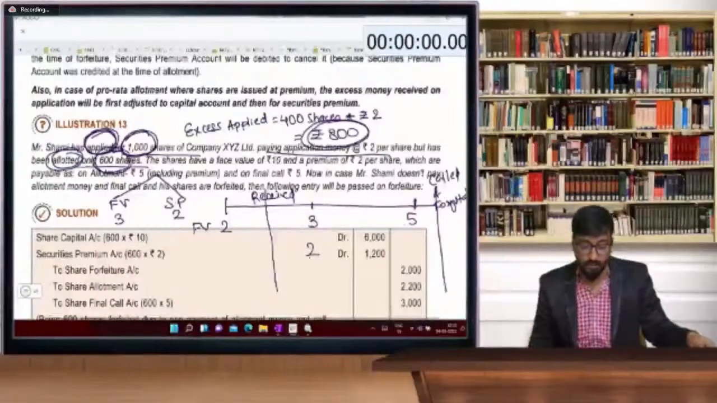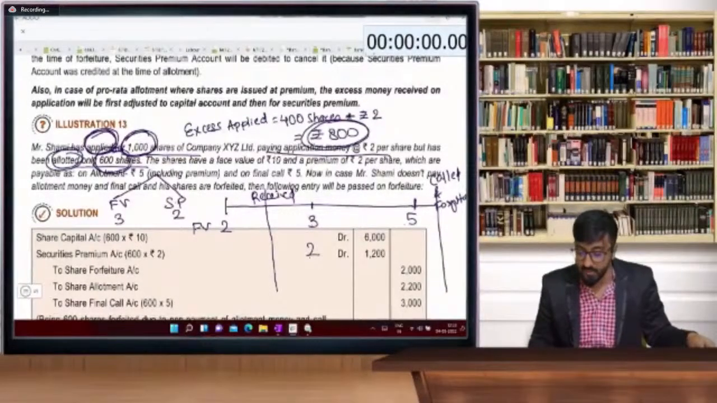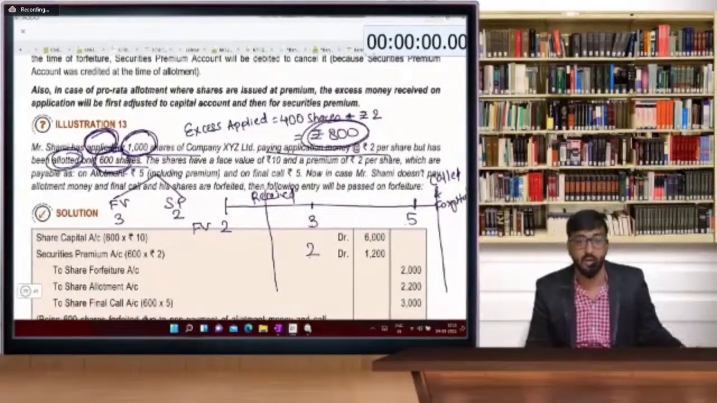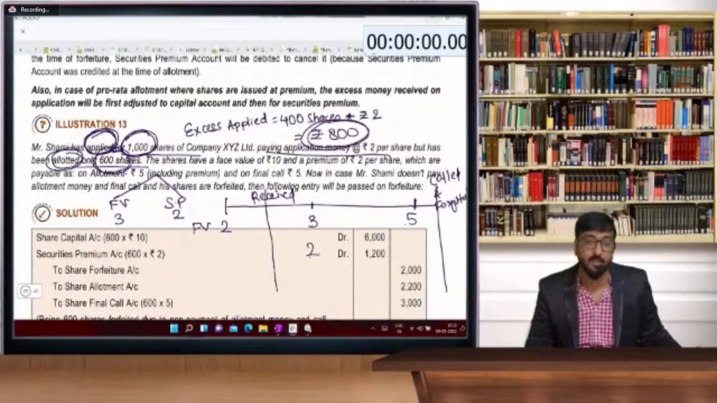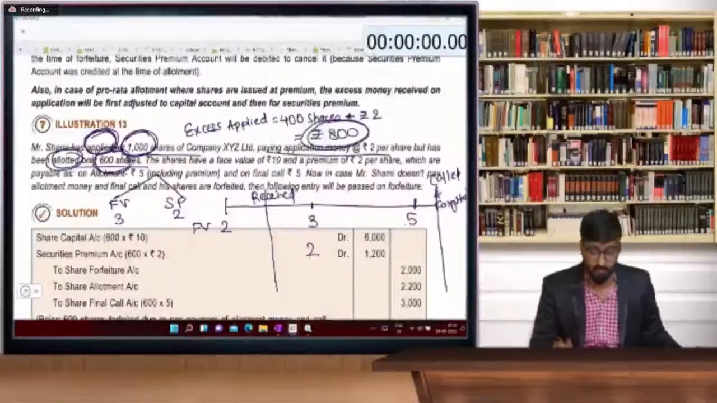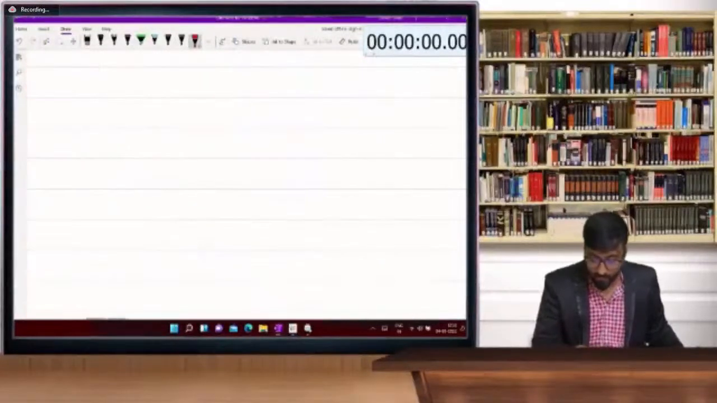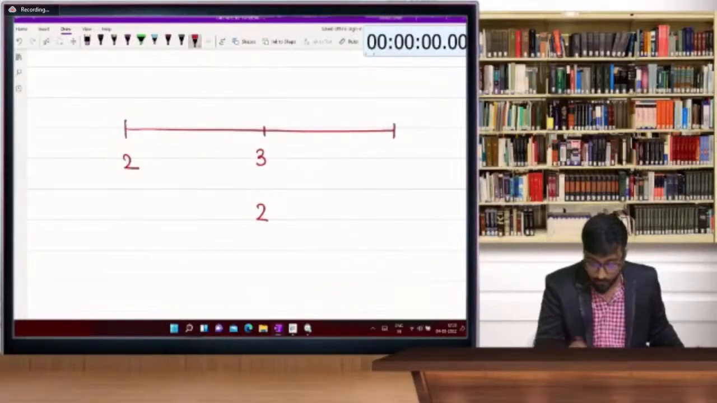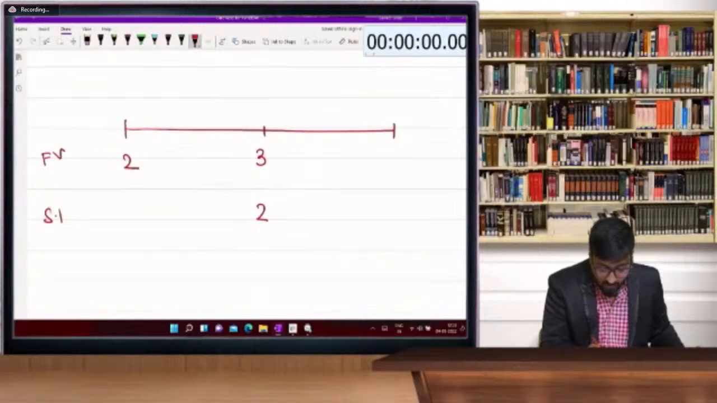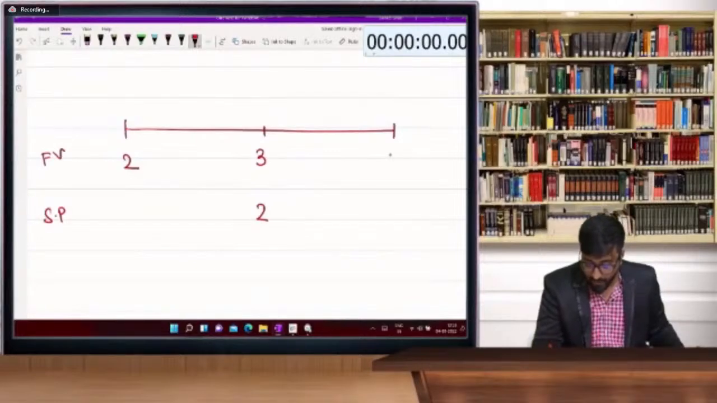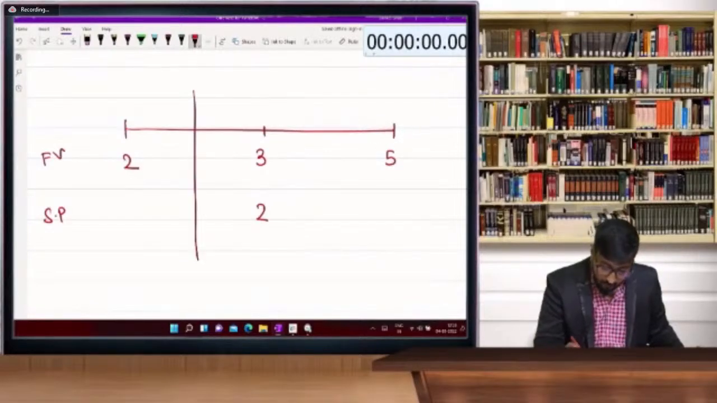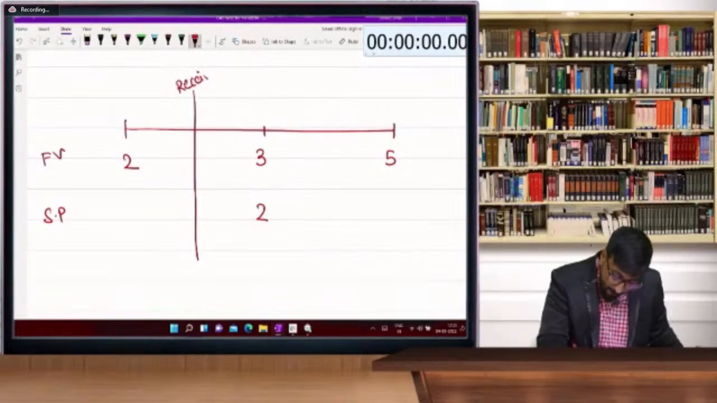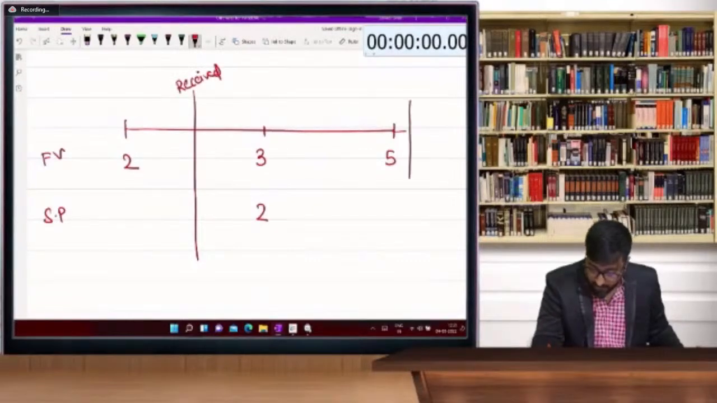Called and forfeited. So what is the entry now? Now this is a diagram. Draw it, draw it very fast. So diagram one more time: 2, 3, 2. This is face value on security premium. And last one is 5. Received. And this is forfeited.